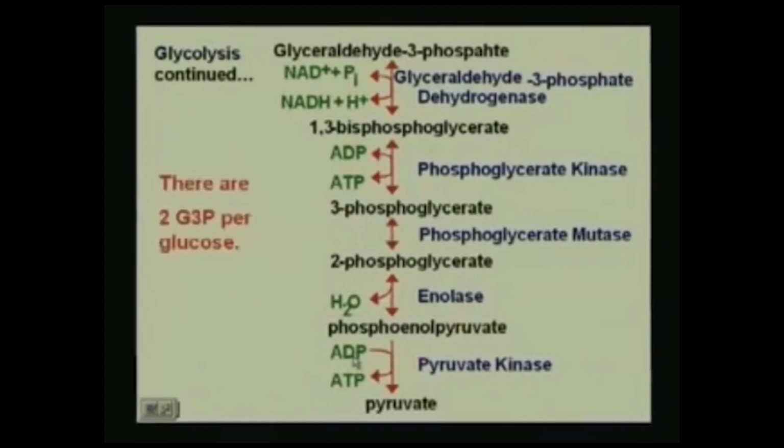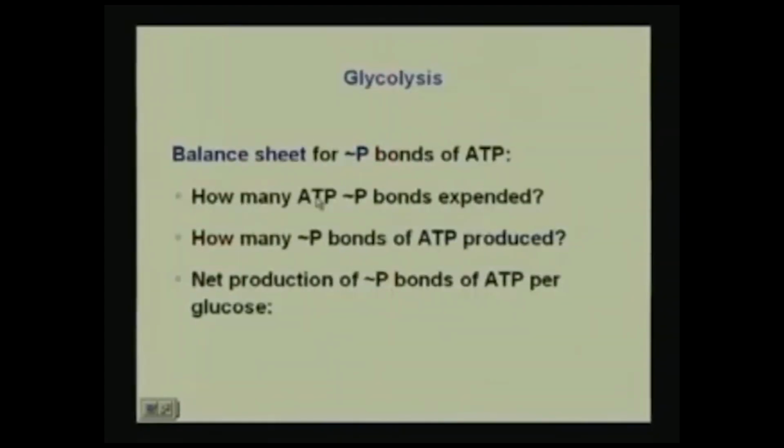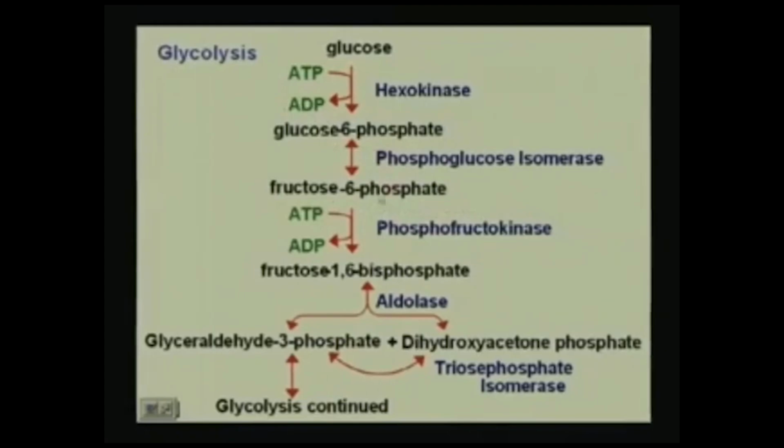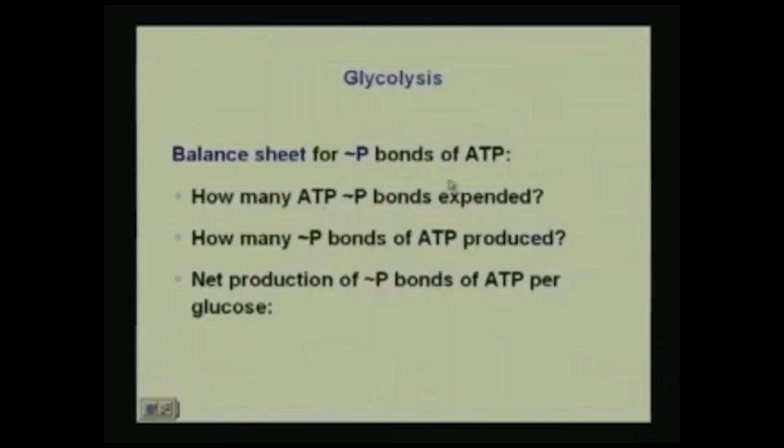Okay, so our balance sheet for the phosphate bonds of ATP. How many ATP bonds are broken? This is our whole series. We have one broken when we form glucose to glucose 6-phosphate, right? Another broken when we form fructose 1,6-bisphosphate from fructose 6-phosphate. Fine? So our answer for the first question is 2.